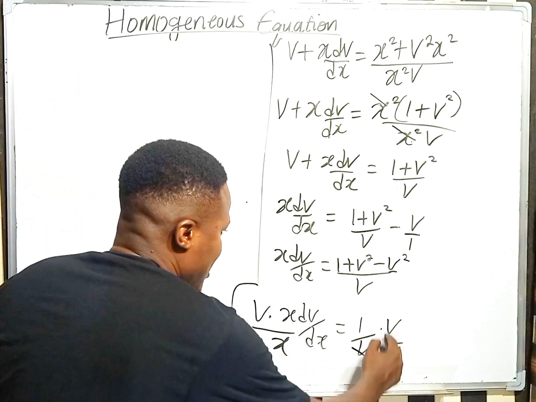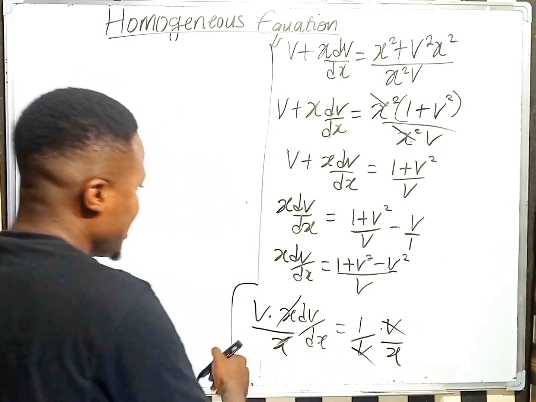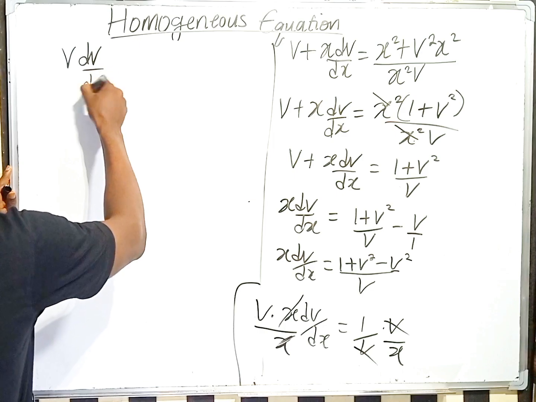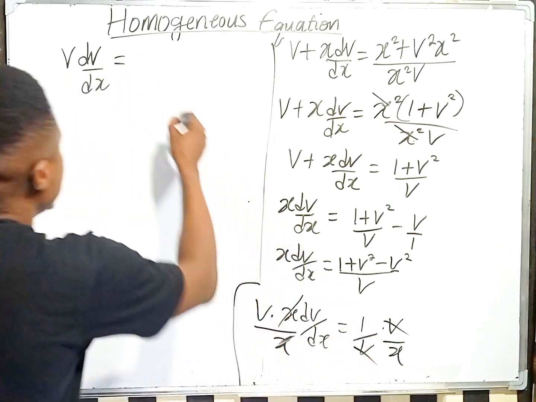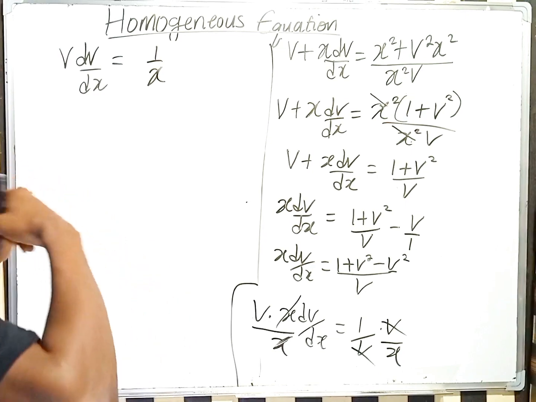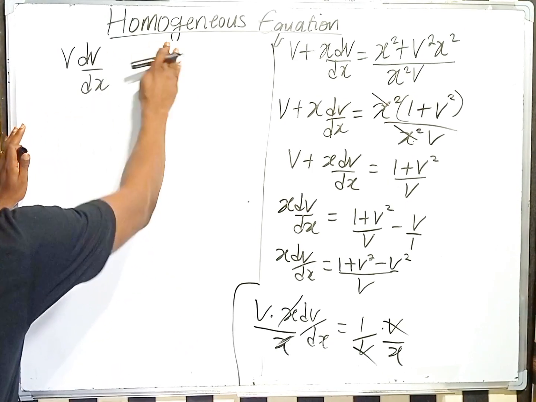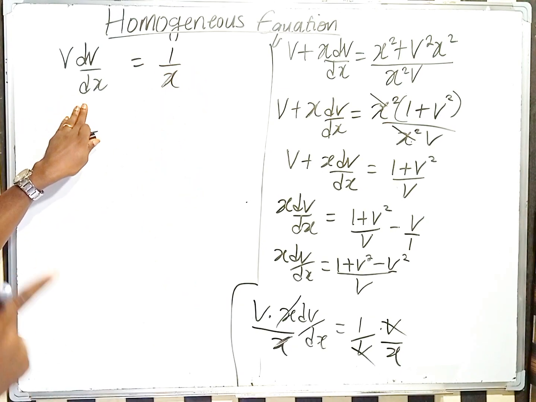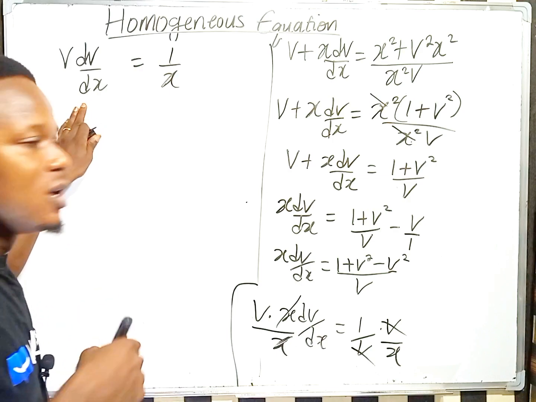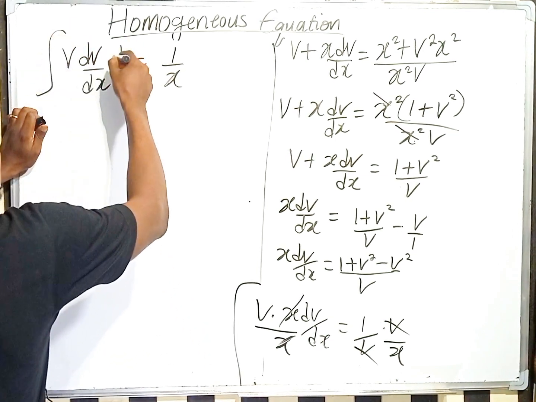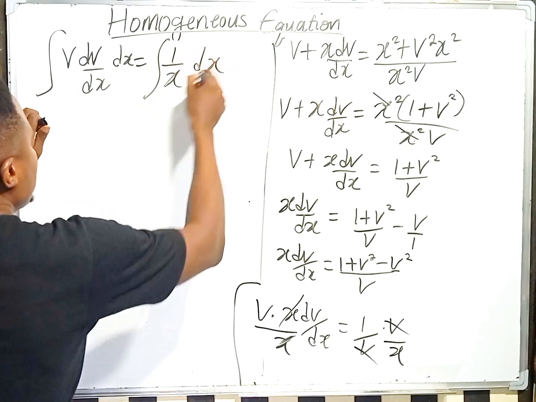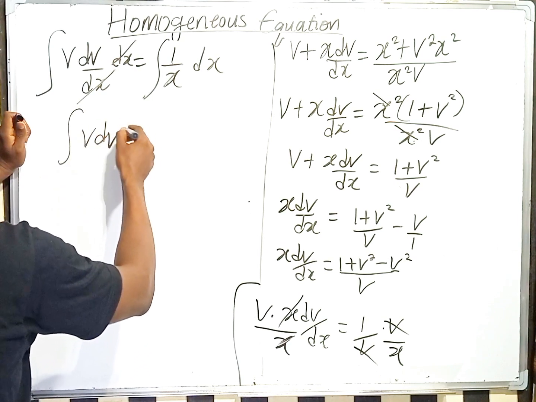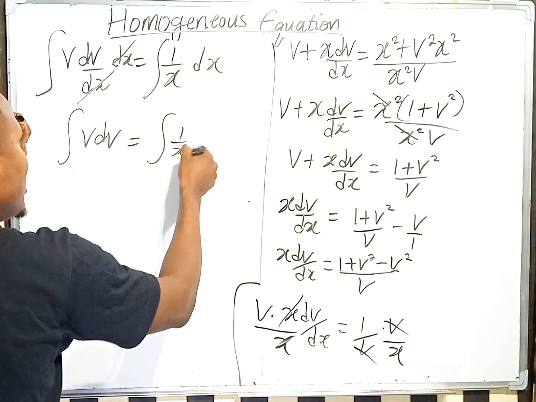When I do that, v will cancel v, x will cancel x, leaving me with v dv/dx equal to just 1 over x. Now, I can take the integral of both sides with respect to x, because whatever you do to both sides of an equation will not affect it. I'm integrating with respect to x, so that this cancels out, leaving me with the integral of v dv equal to the integral of 1/x dx.